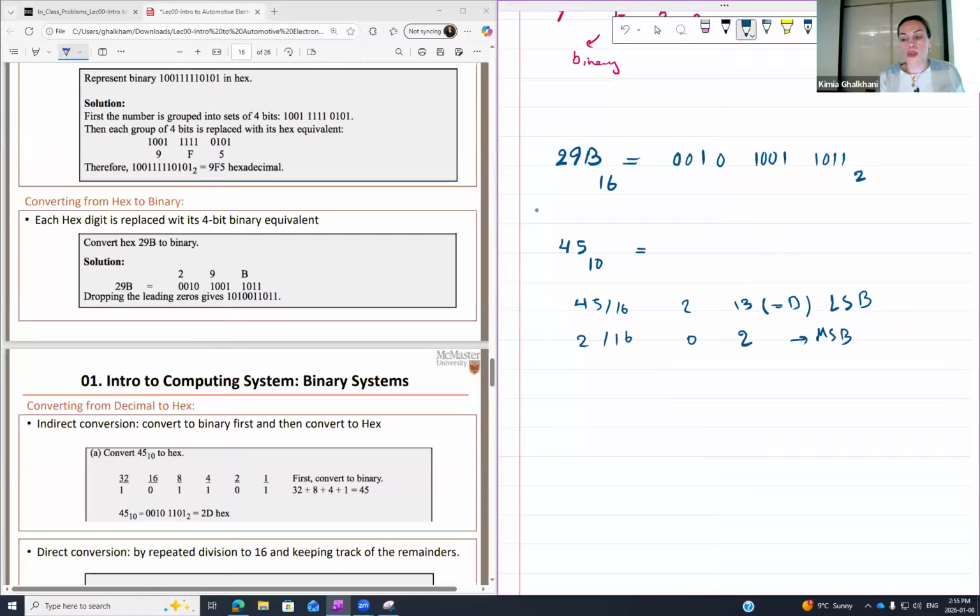So I have 2 as most. Always I start with most and then I'll take the least. So if I have it like that, the result is going to be 2D. And what's the base? Base is 16, again, which is hex. So that is the conversion of decimal to hex.